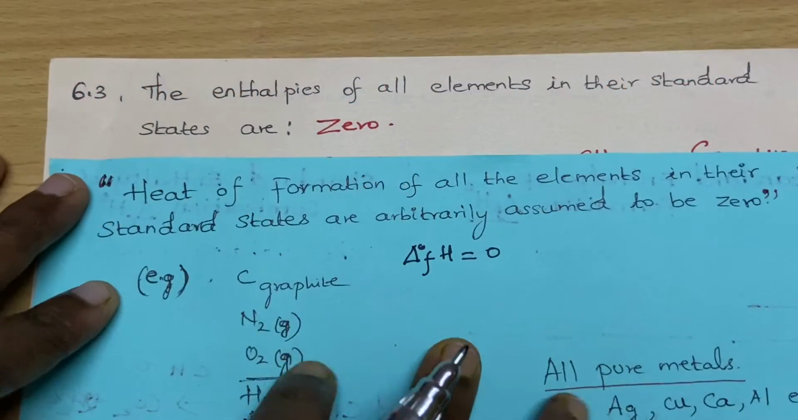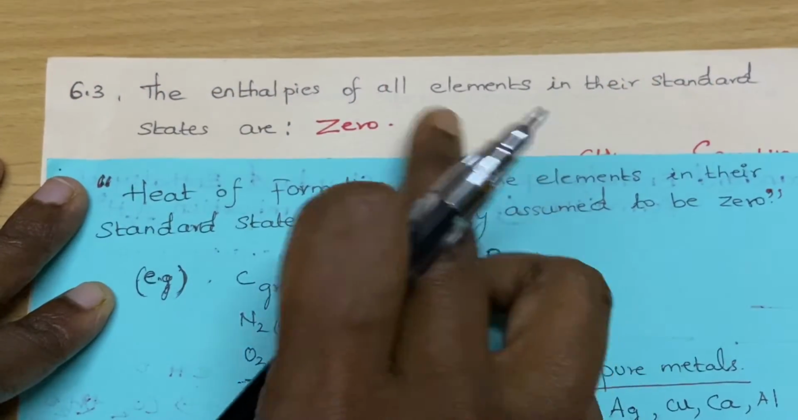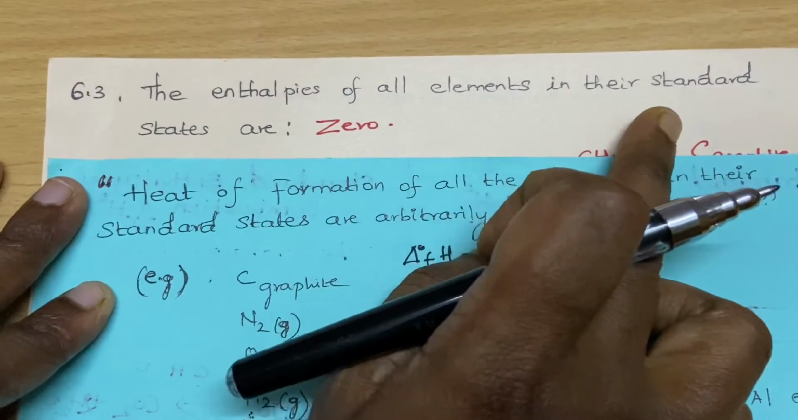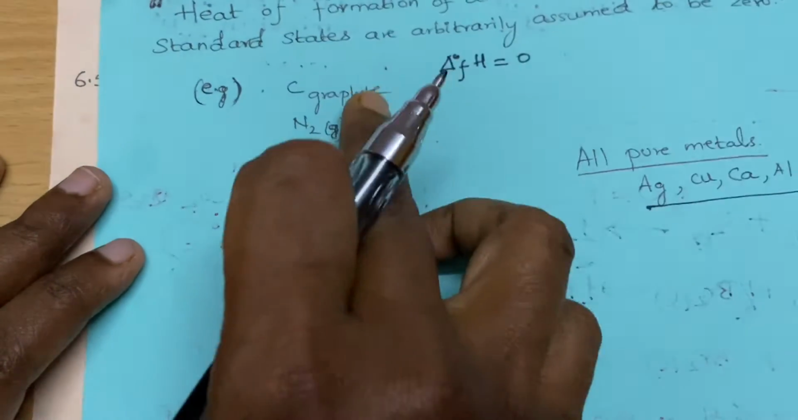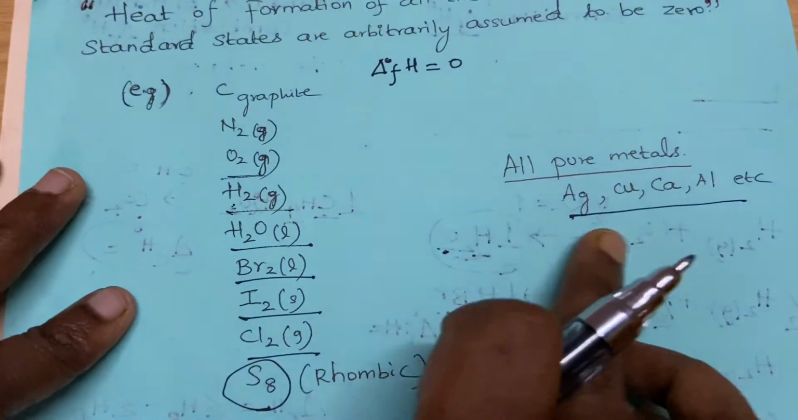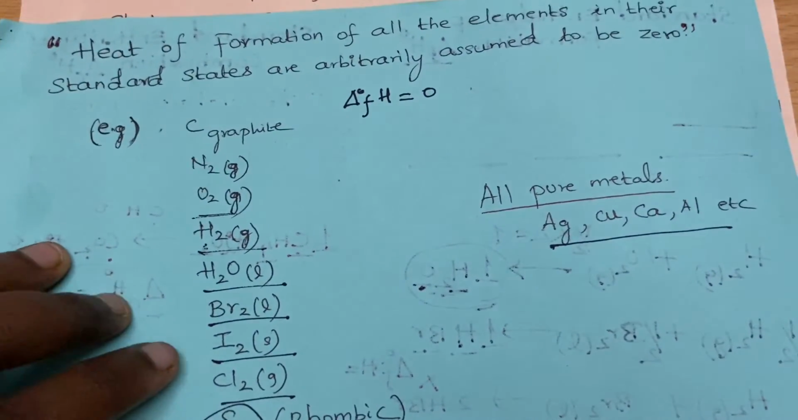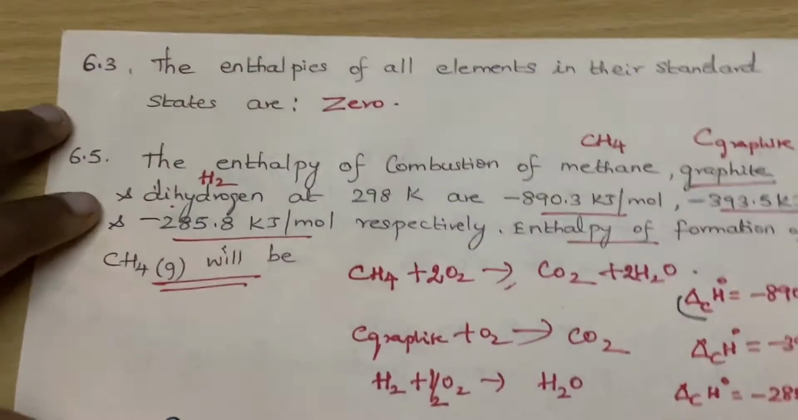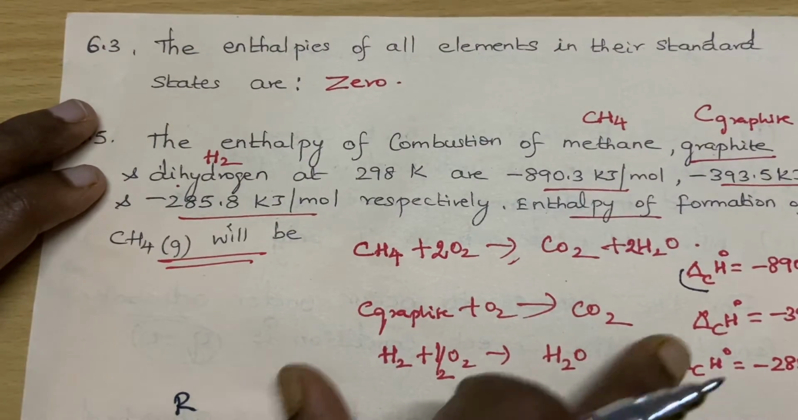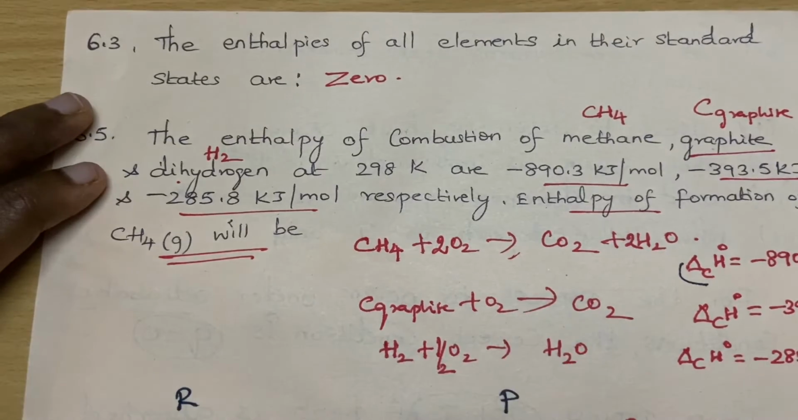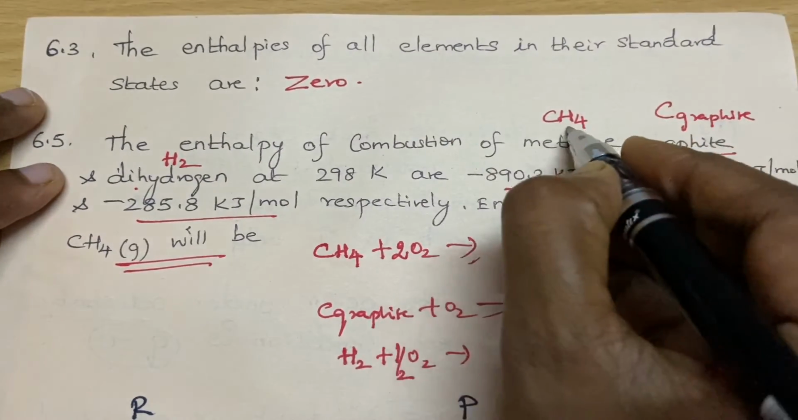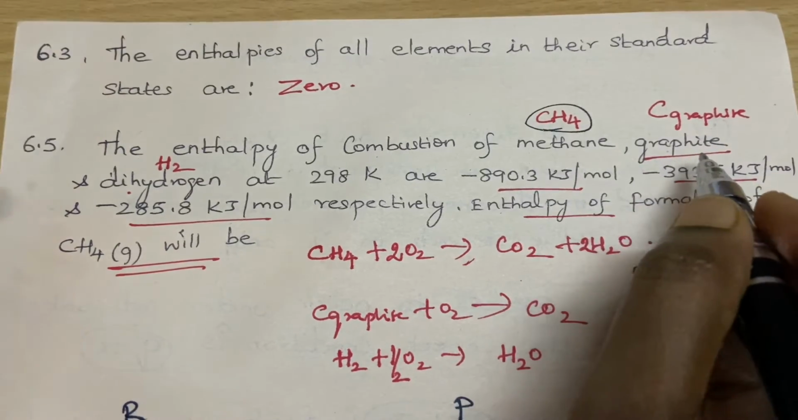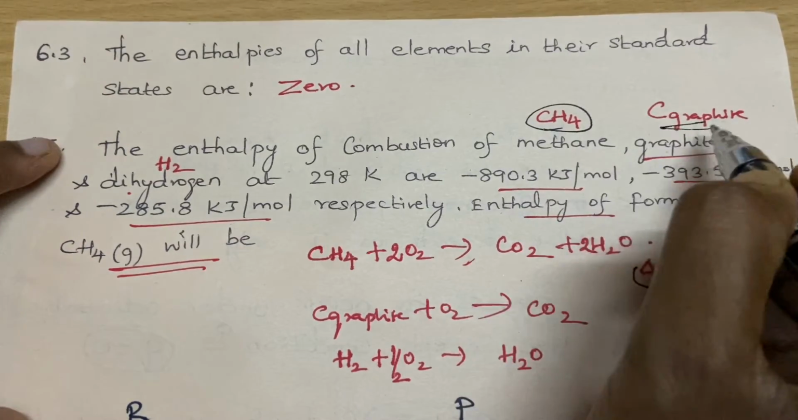So the question number 6.3 from your book back exercise, the enthalpies of all the elements in their standard states are 0. So we saw, no, the elements in their standard state, okay, so they are 0. Okay, so next coming to the second question. To save time, I have written all the data given. The enthalpy of combustion of methane, your methane is CH4, your graphite, simply graphite is given, that means your carbon graphite, that's it.